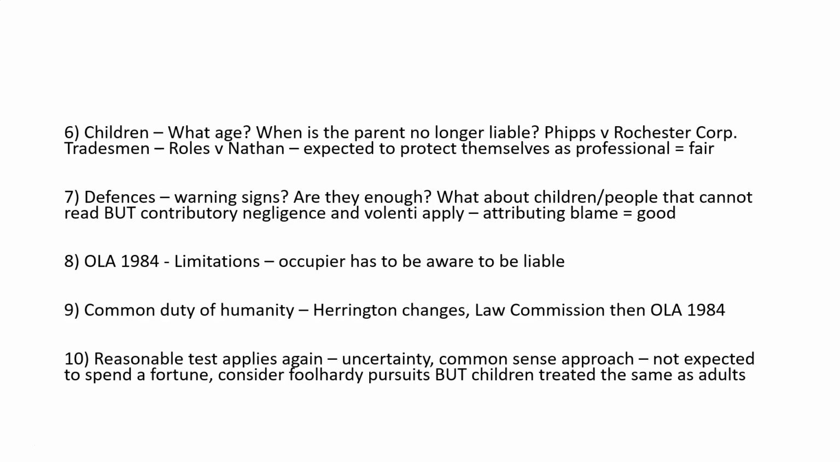Finally, number 10, we know that obviously the reasonableness test applies again to the 1984 Act, and with that comes uncertainty, but a common sense approach. And you can see that with the other considerations around foolhardy pursuits, not being expected to spend a fortune, obvious dangers, and the fact that the courts do really, again, take a common sense approach and include these things. But the only thing that's not covered is that children are treated the same as adults, and should that really be the case?